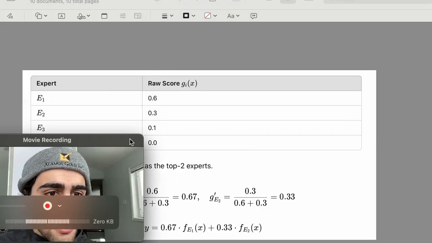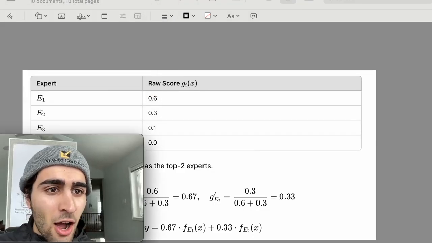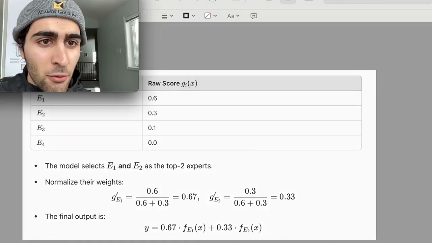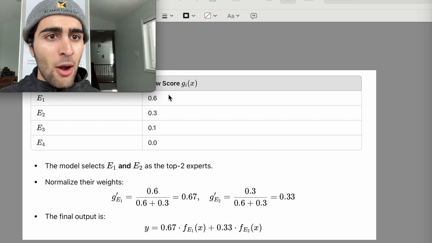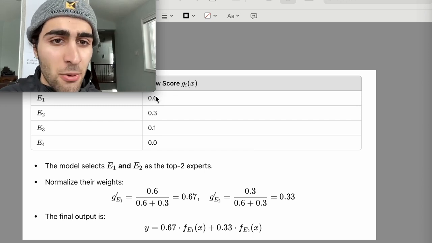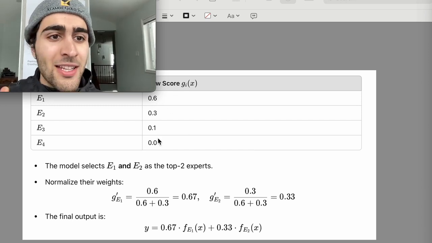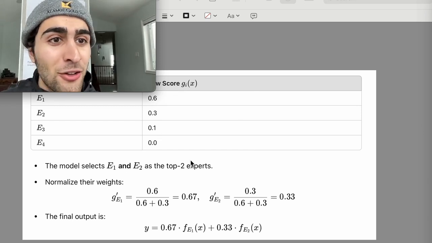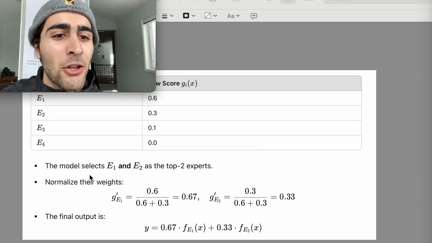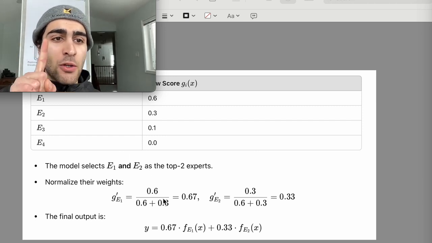So I'll just quickly move my camera for a second so you can see on the left we have expert, and then on the right we have raw score. So first of all, let's verify, are the raw scores a probability distribution? And yes, it is, because 0.6 plus 0.3 plus 0.1 is 1. And this gives a relative weighting. This is courtesy of ChatGPT, if you haven't noticed already. And the model selects E1 and E2 as the top 2 experts because we're doing top 2 routing.